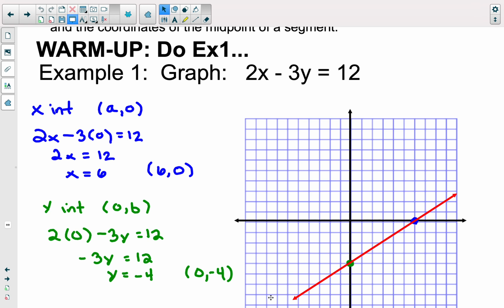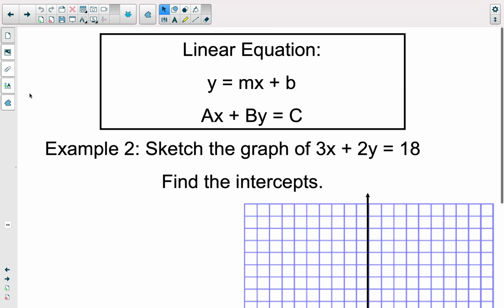Again, alternatively, you can do this with the slope-intercept form method, or you could even make a table, but you want to look at what's the most efficient method for you. Next example here, right? So we have a linear equation, right?